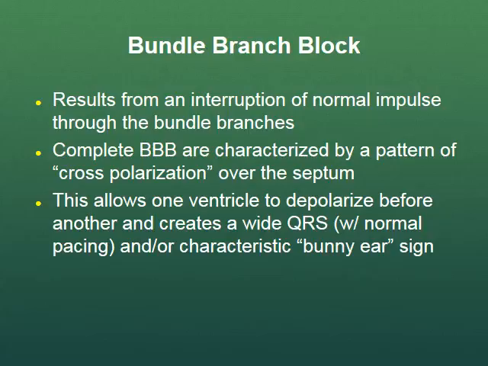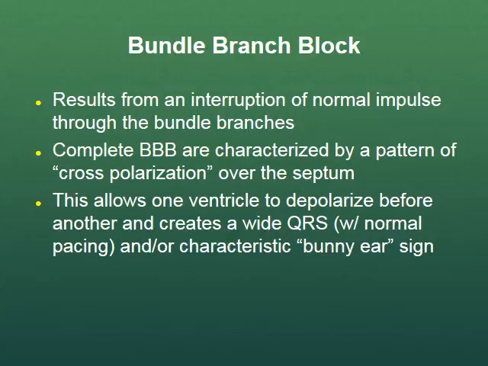So a bundle branch block results from an interruption of the normal impulse that goes down the branches. We can have a complete bundle branch block, which is characterized by a pattern of cross polarization over the septum. What this means is you'll have one ventricle that depolarizes before the other and creates a wide QRS, and you could see a characteristic bunny ear sign. Obviously, we'll look at examples of that shortly.